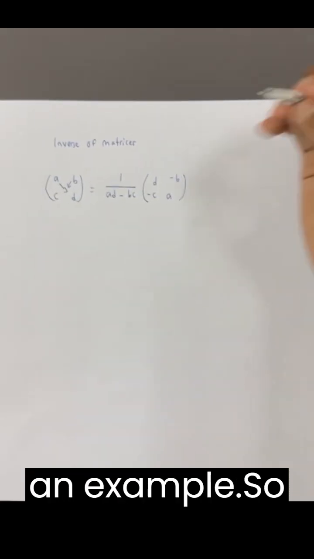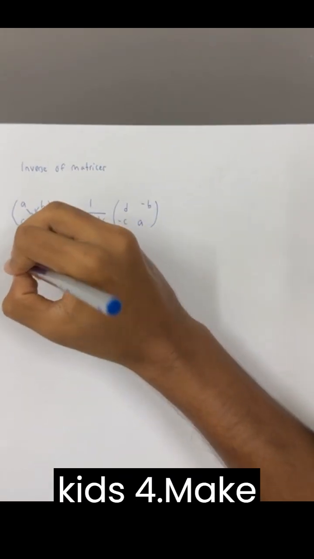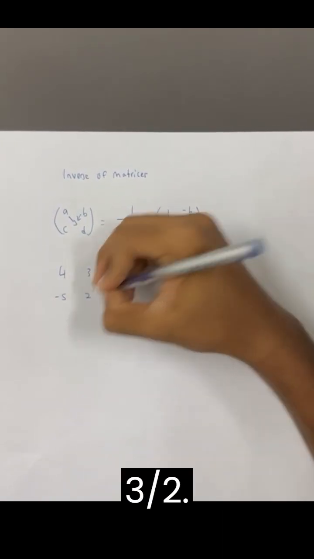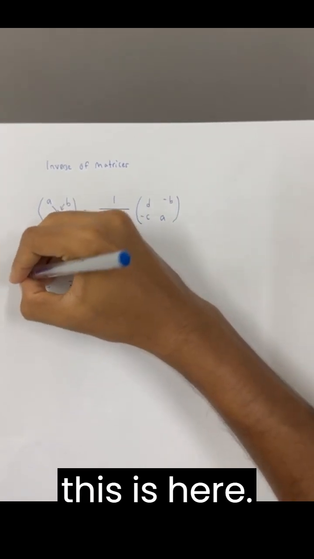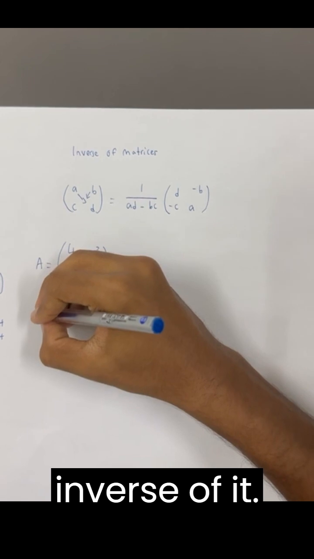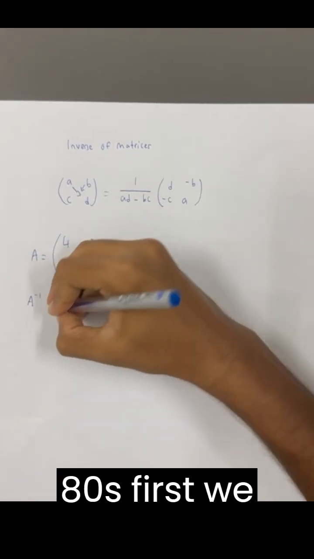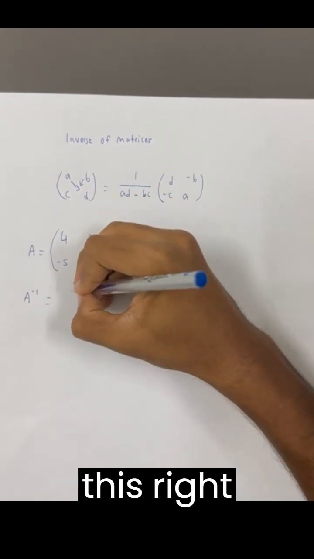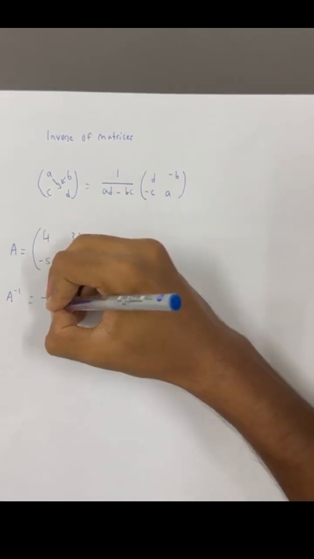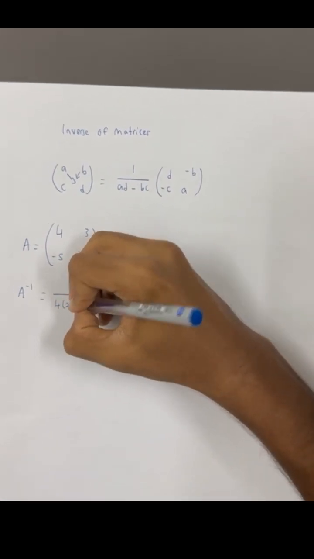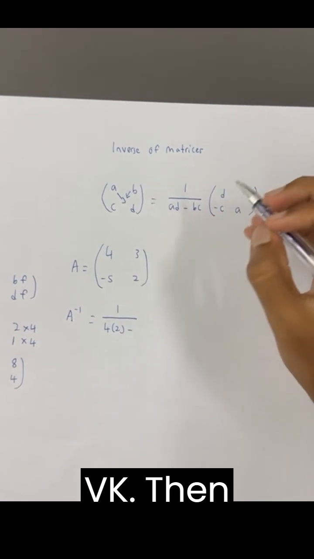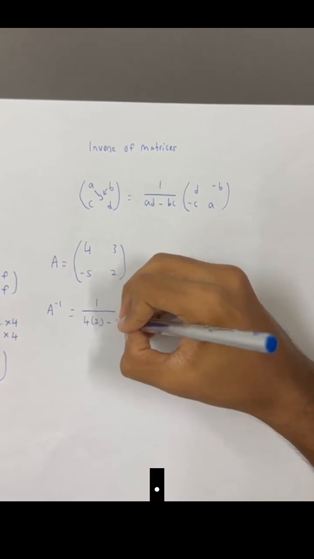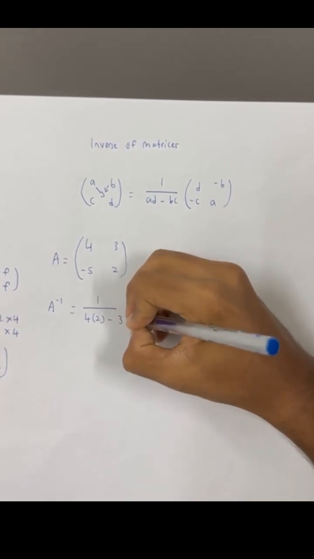So I'll give you an example now. Let's say we have the matrix 4, negative 5, 3, 2. Let's say this is A. Now we have to find the inverse of A. So inverse of A is, first, if you guys remember, we have to multiply 4 times 2. So let's just write here 1 over 4 times 2, then minus 3 times negative 5.